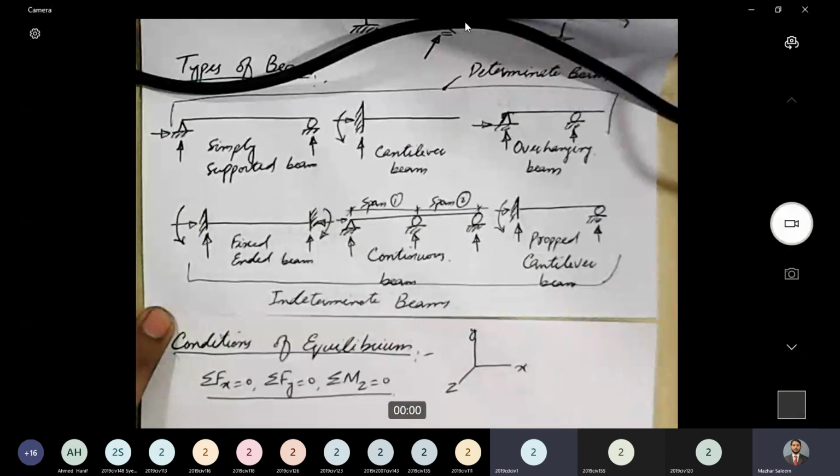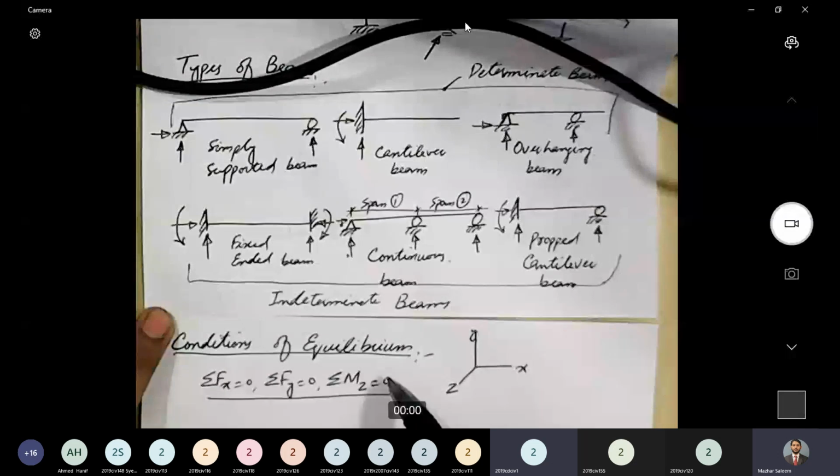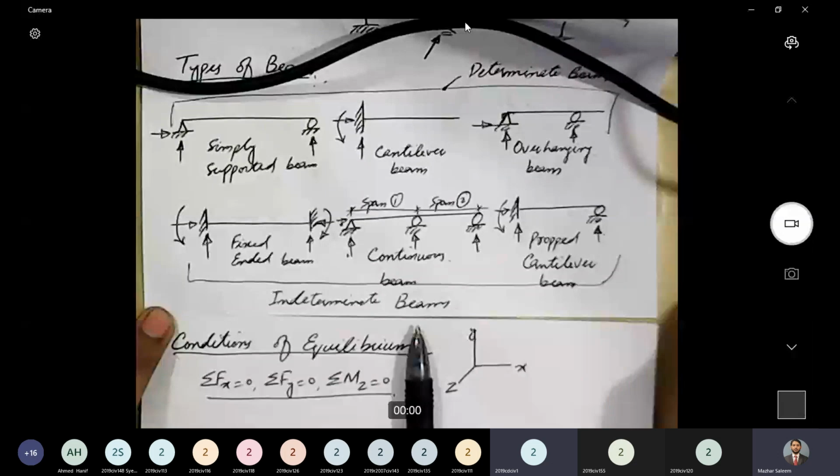So if 6 unknowns are there, how many equations do we need to solve the system? We need 6 equations. Do we have 6 equations here? No. We have just 3 equations of equilibrium. So this case is an indeterminate beam. Similarly, for this beam, 1, 2, 3, 4 unknowns and 3 equations, so it's an indeterminate beam.